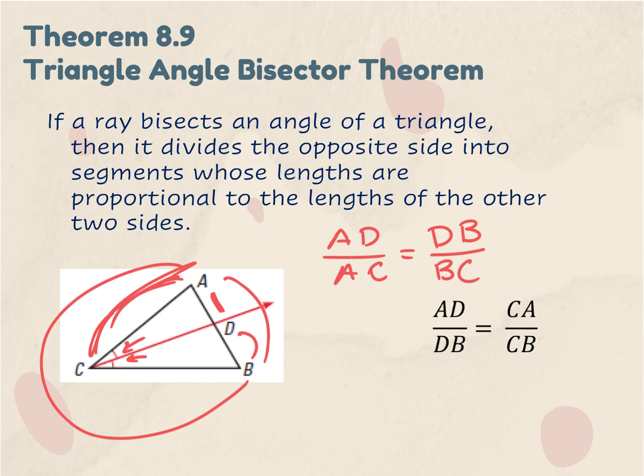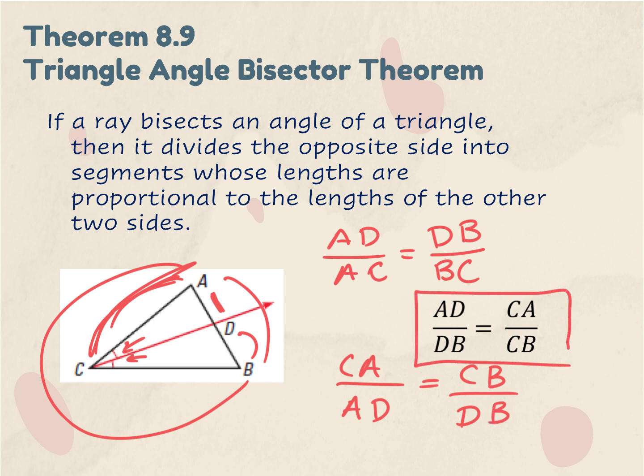I can also do CA over AD equals CB over DB. Again, just flipping things over. It's all going to be a variation of this original one. If you notice the bottom one, these two are flipped. And if you notice in the top one, these two are flipped. So it's honestly always going to be a variation of the proportion that's in the PowerPoint right now.